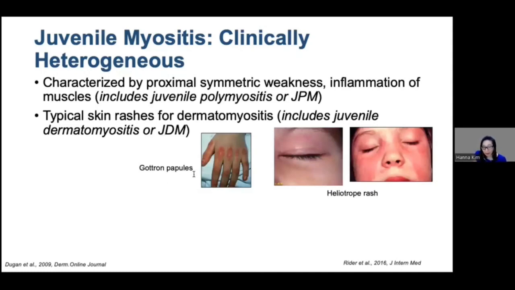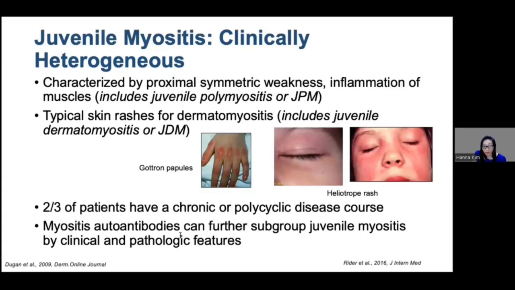Gottron's papules are one of the characteristic findings. These are erythematous, or red, on extensor surfaces like the knuckles, elbows, and knees, and heliotrope rash, which is purplish or reddish around the eyes. This is sometimes associated with swelling. This person on the right also has a malar rash. Two-thirds, or the majority of patients, have a chronic or polycyclic disease course, meaning they have recurrent flares of disease. And myositis autoantibodies can further subgroup this broader group of juvenile myositis by clinical and pathologic features.